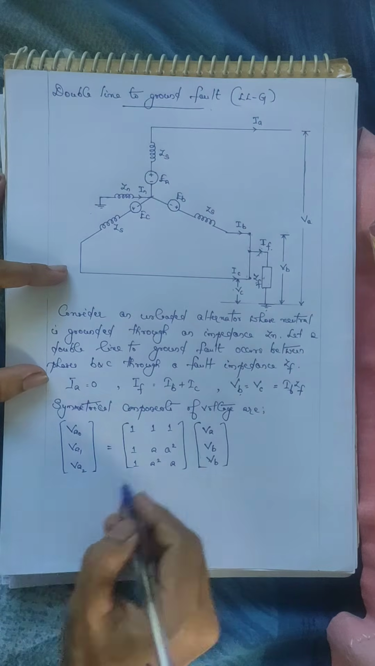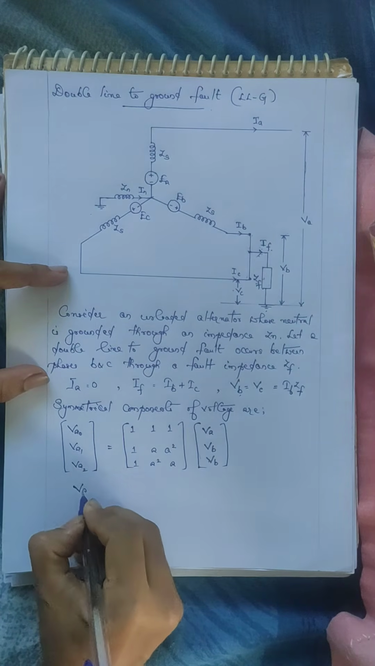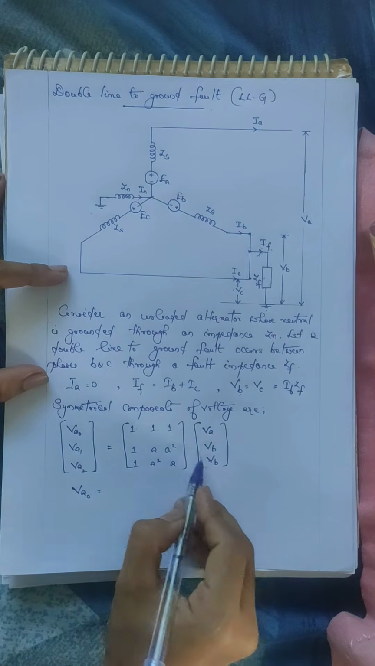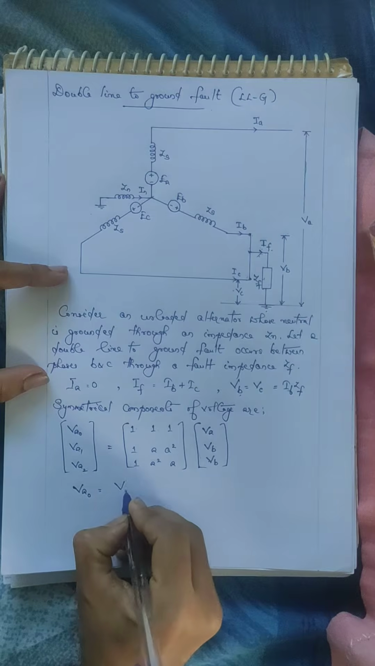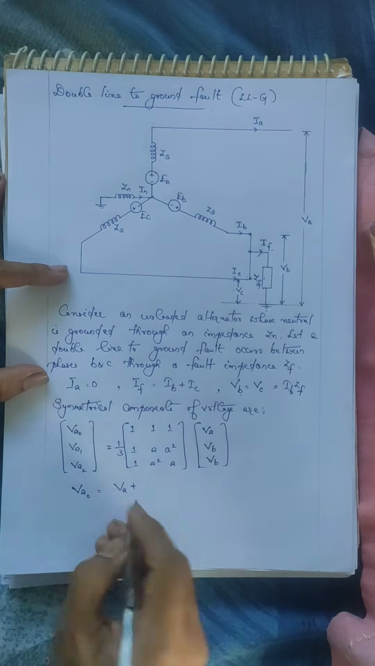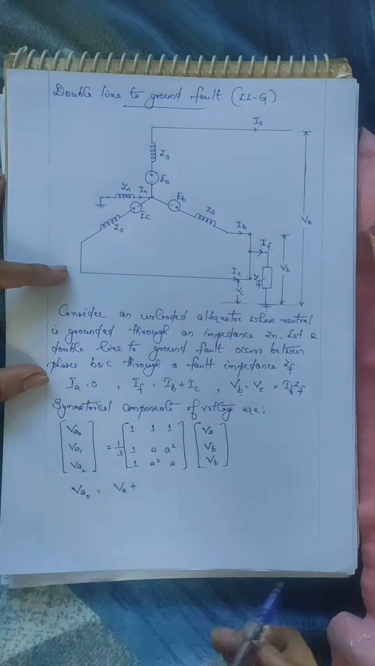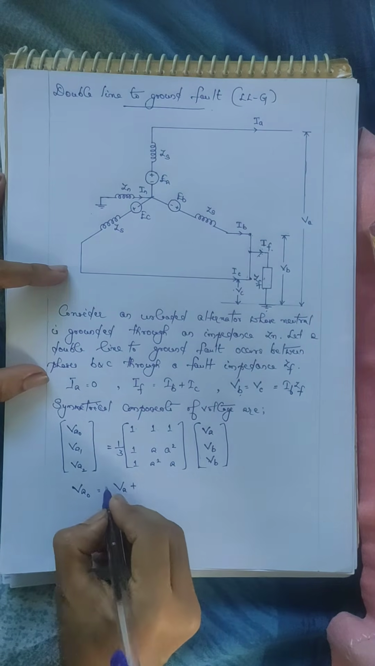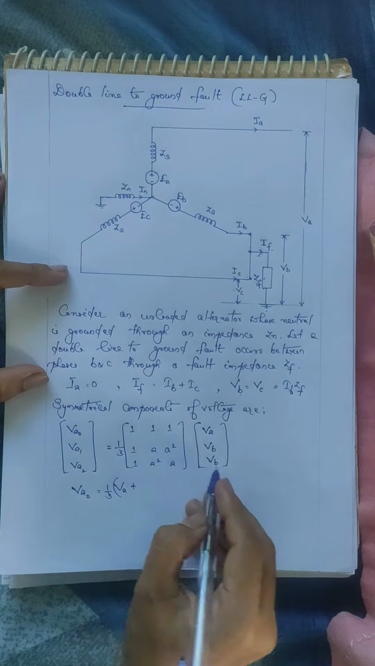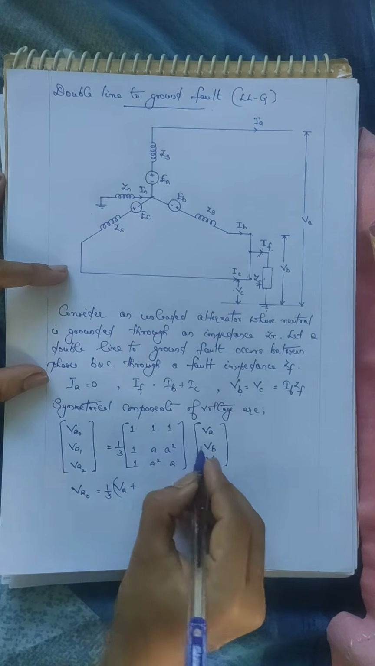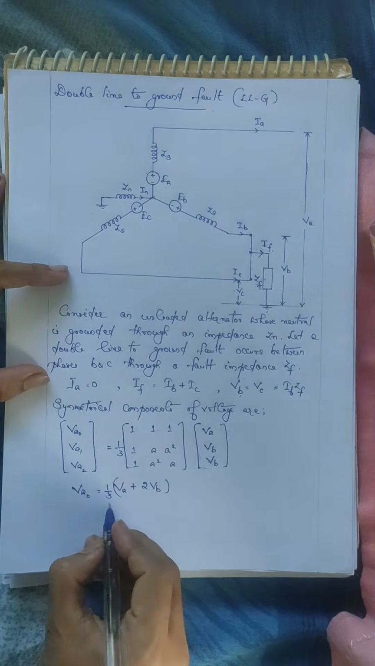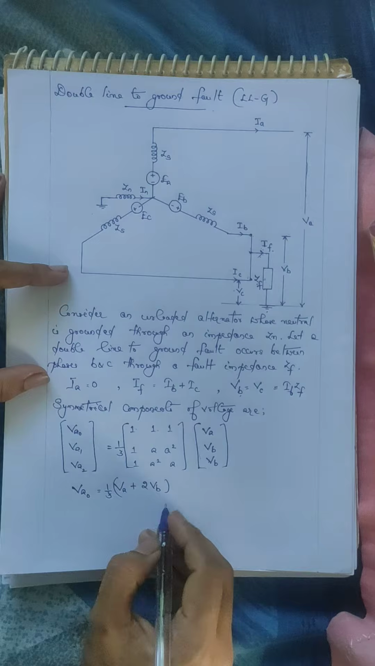From this matrix, we can write VA0 is equal to 1 into VA plus 1 into VB plus 1 into VB. Sorry, here there is a 1 by 3 in the matrix equation. So VA0 is equal to 1 by 3 into VA plus 1 into VB plus 1 into VB, that is 2 VB. So VA0 is 1 by 3 into VA plus 2 VB.